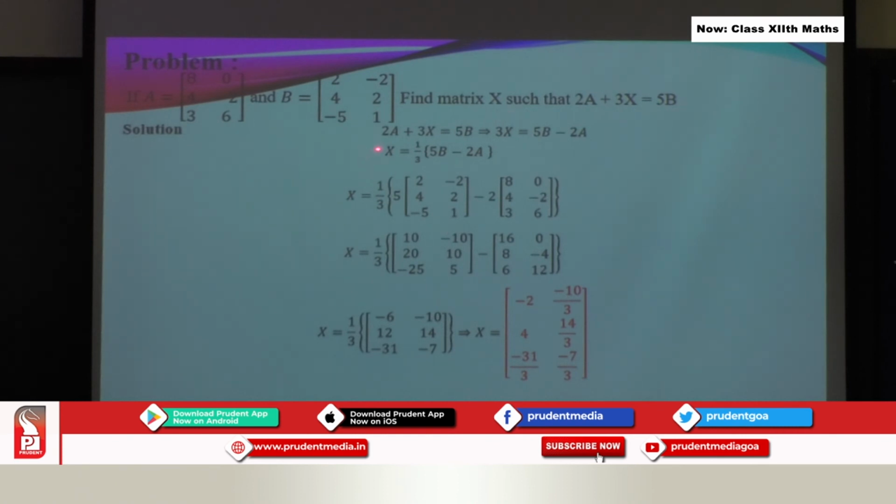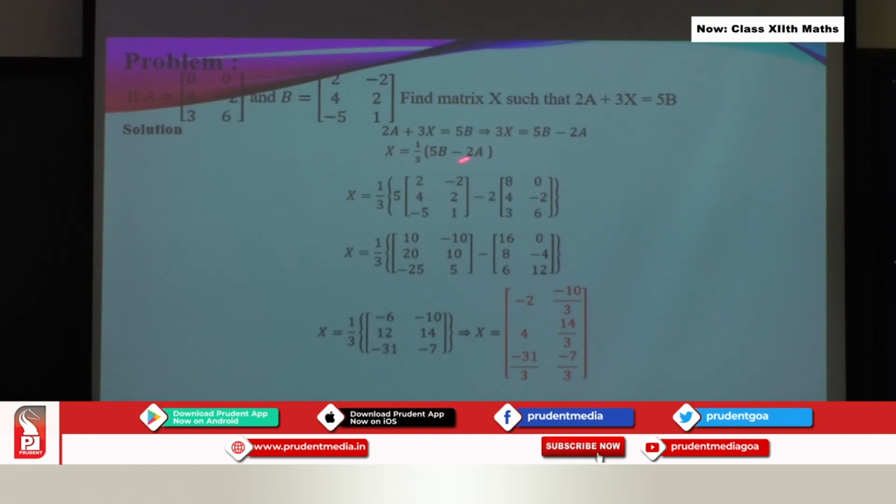What do I do? First I take this equation, and solve it the usual way to get the value of X. So what do I get? X equals, in the usual way, 2A goes to this side and becomes negative. So I am getting 5B minus 2A, and the 3 which is here goes down, so you get it as 1 by 3.